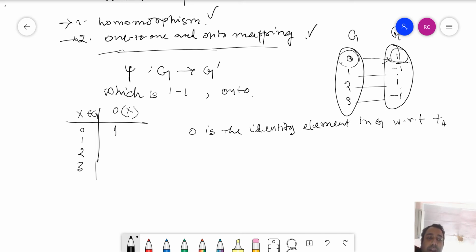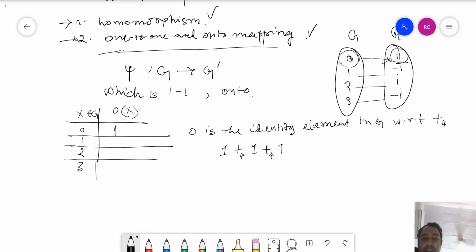What is the order of 1? So 1 plus modulo 4 1 gives us 2, plus modulo 4 1 gives us 3, plus modulo 4 1 gives us 4, which is 0. So 0 is the identity element, so the order of 1 is 4.